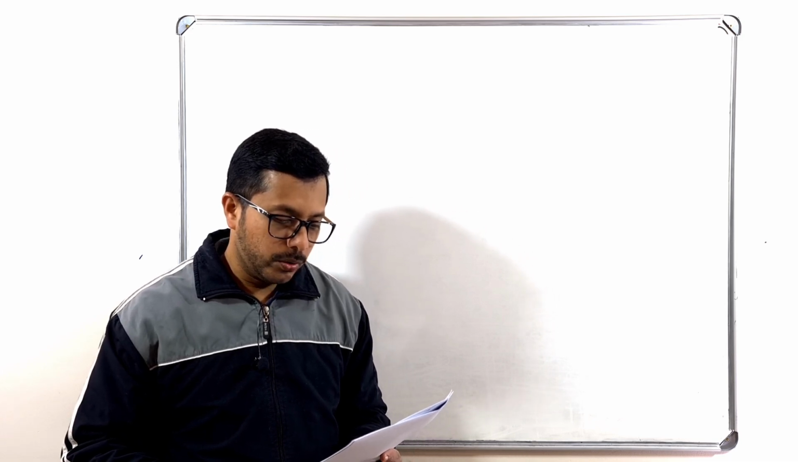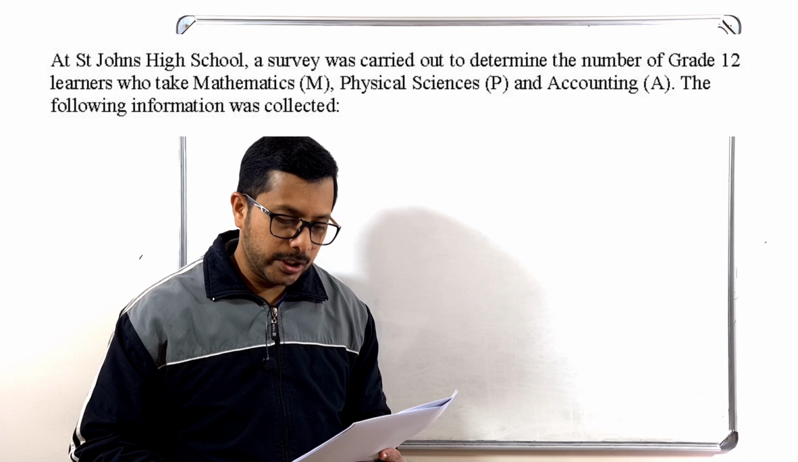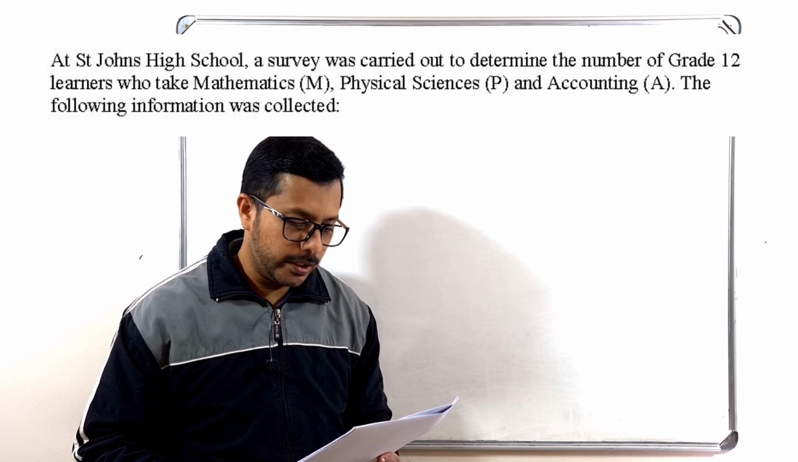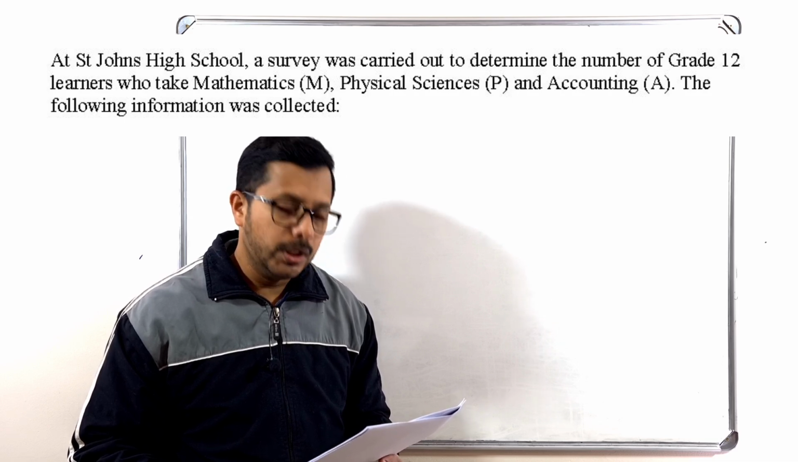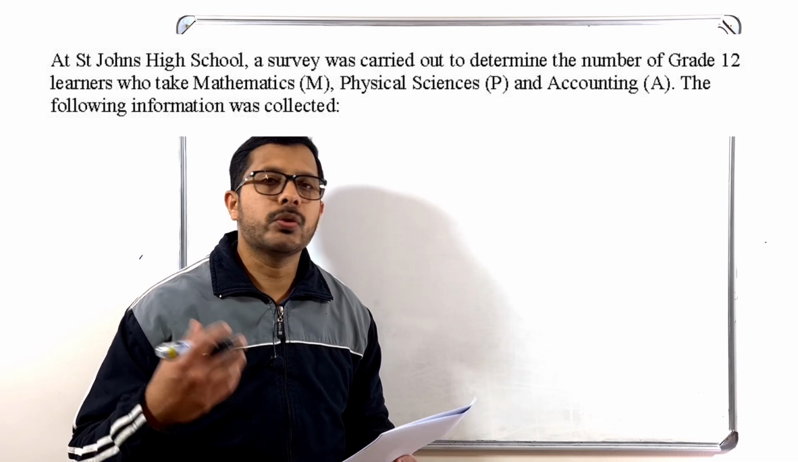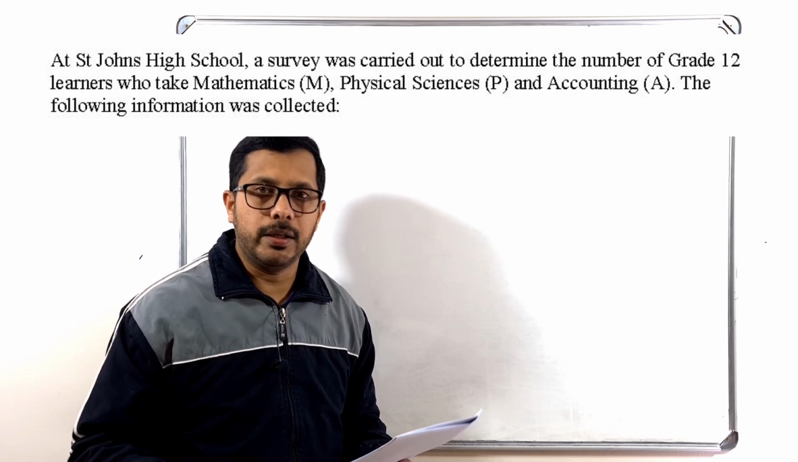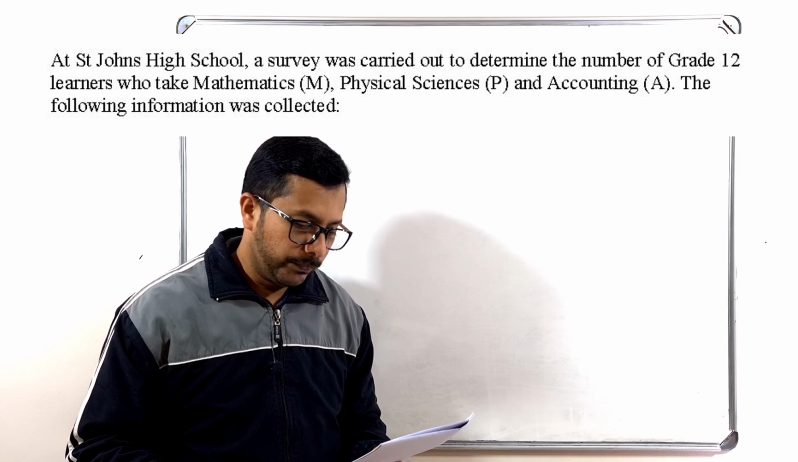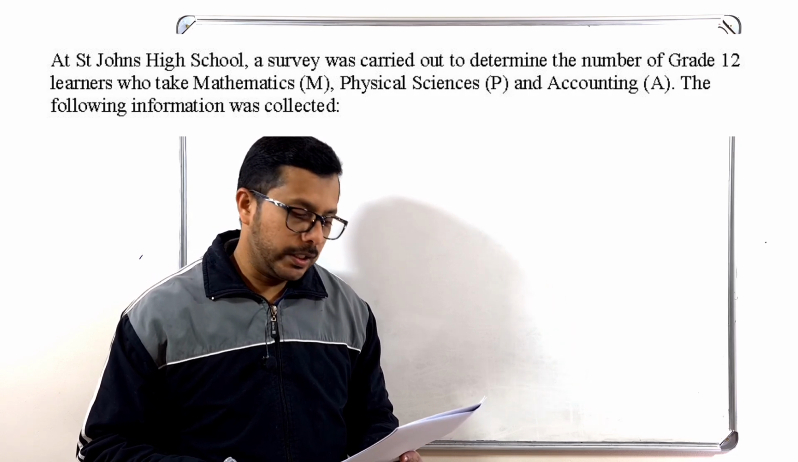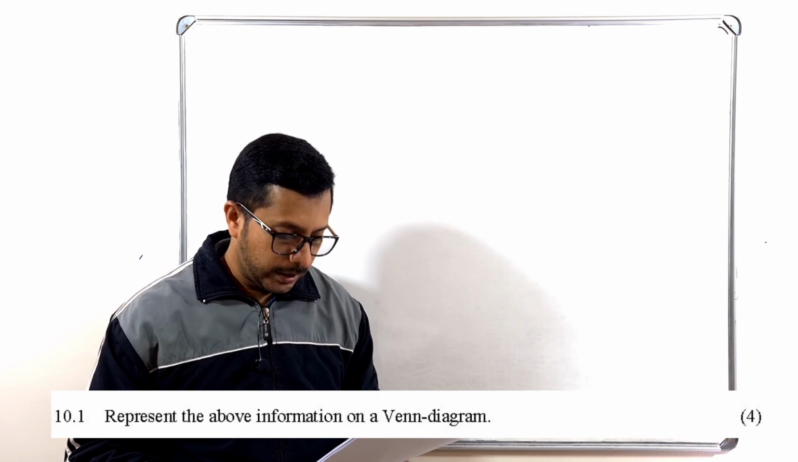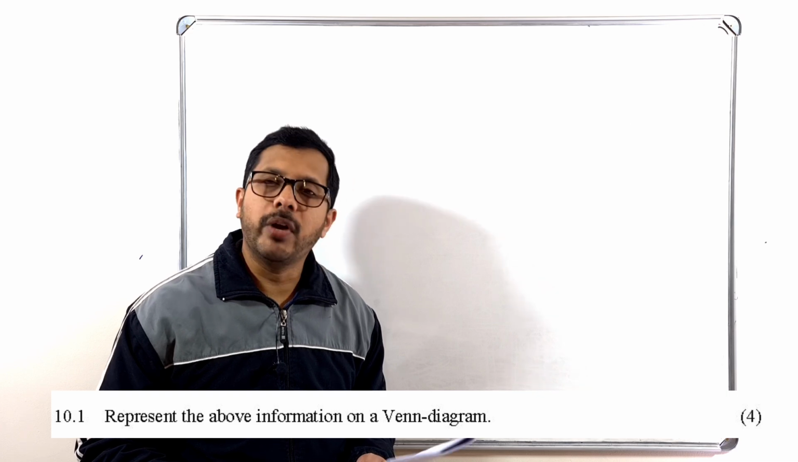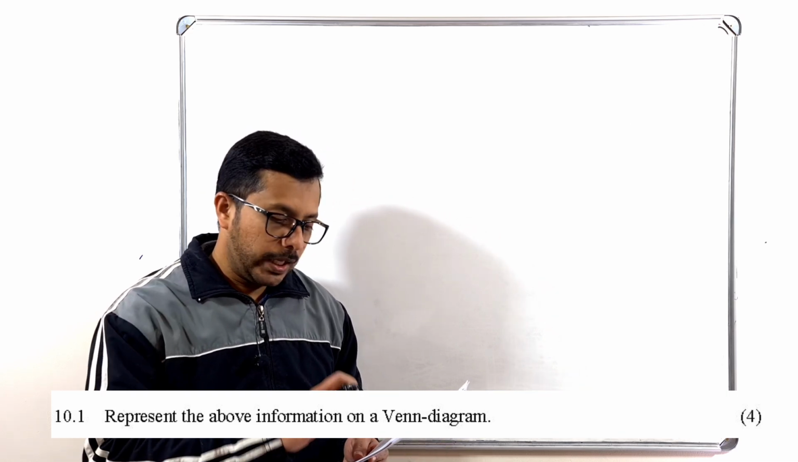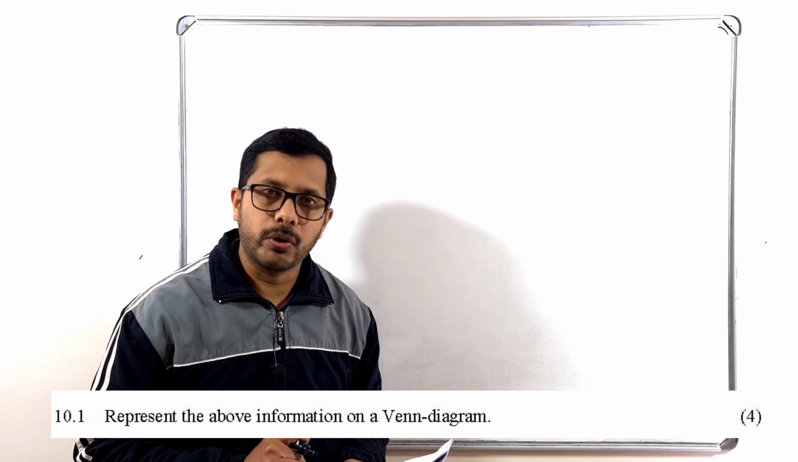At St. John's High School, a survey was carried out to determine the number of grade 12 learners who take mathematics, physical science, and accounting. The following information was collected. So, there is a survey of how many students are taking maths, accounting, and physical science. Okay, and there is some information they collected. So, look at those bullets. And what is the first question? 10.1. Represent the above information on a Venn diagram. Based on that information given, you have to draw a Venn diagram.